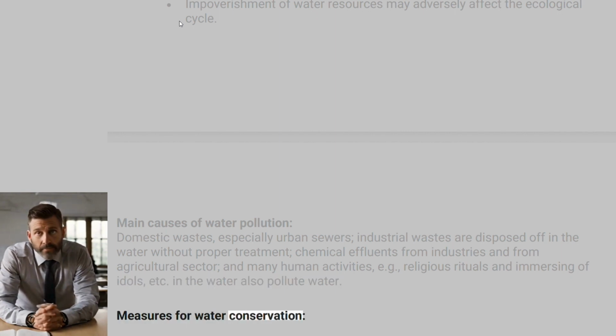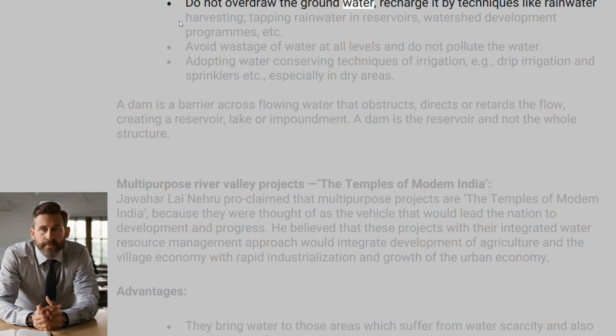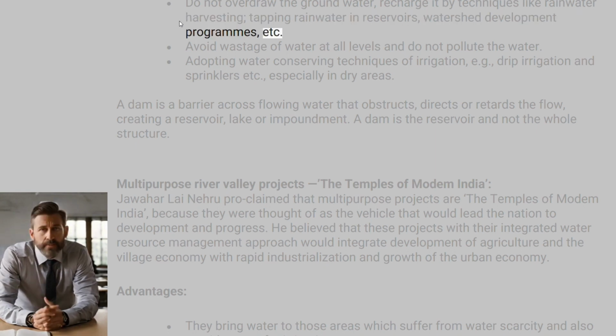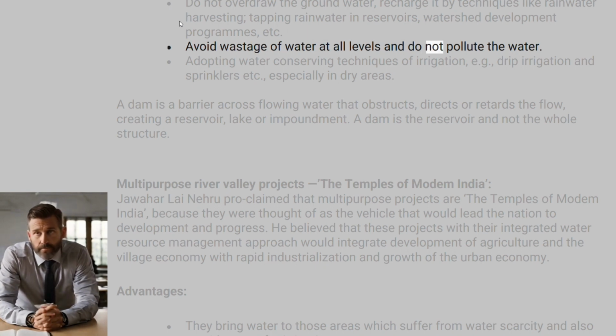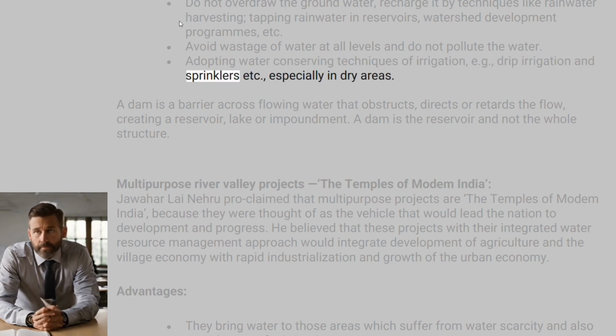Measures for water conservation. Do not overdraw the groundwater. Recharge it by techniques like rainwater harvesting, tapping rainwater in reservoirs, watershed development programs, etc. Avoid wastage of water at all levels and do not pollute the water. Adopt water conserving techniques of irrigation, for example, drip irrigation and sprinklers, etc., especially in dry areas.